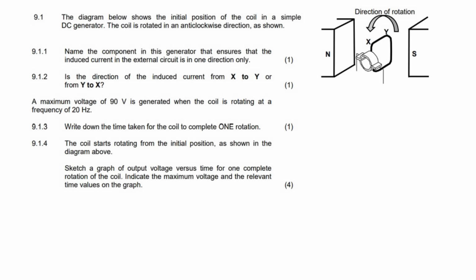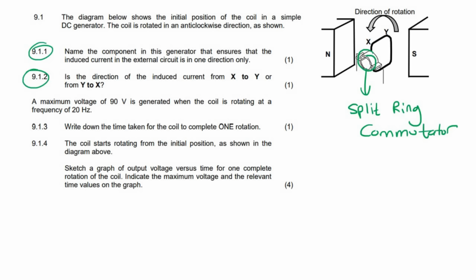The diagram below, now I've put the diagram over there, shows the initial position of the coil in a simple DC generator. The coil is rotated anti-clockwise as shown. Name the component in this generator that ensures that the induced current in the external circuit is in one direction only. Well, it's this device over here. Because it's DC, this is called a split ring commutator. That's that question.